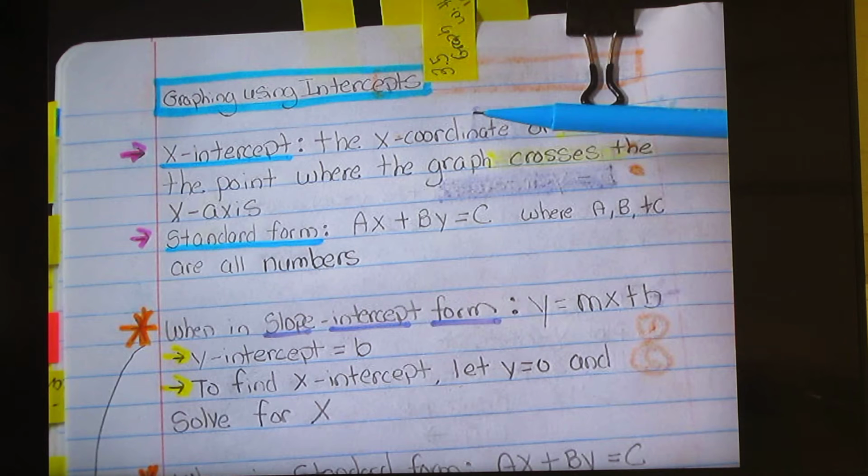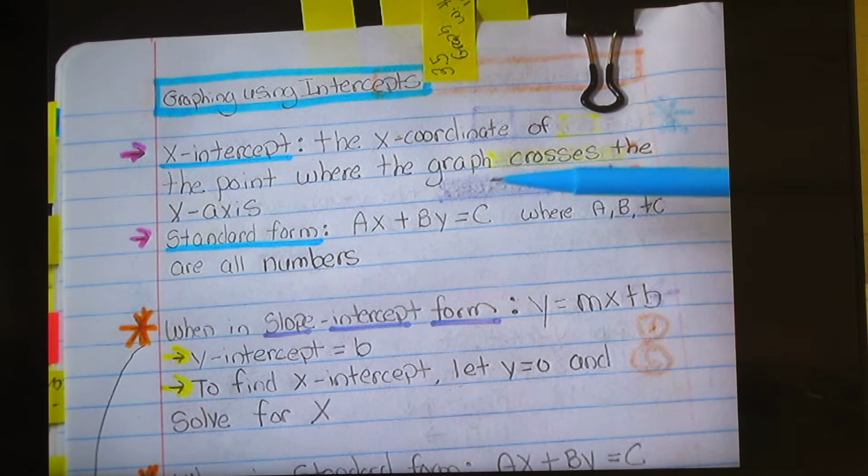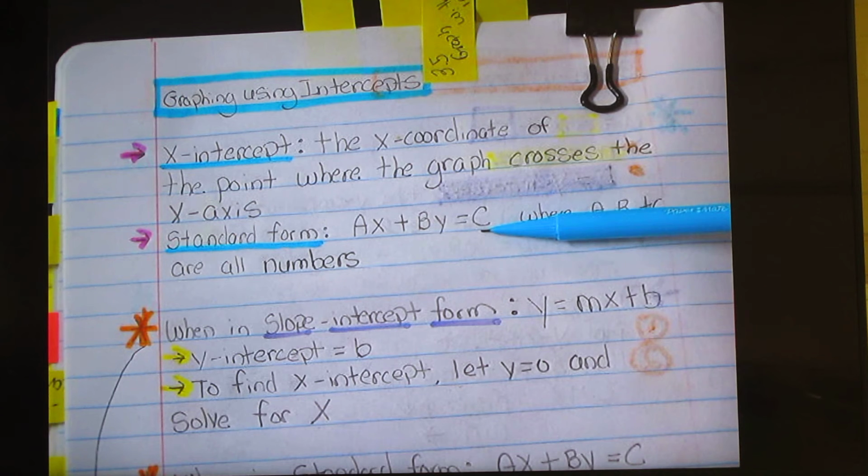That's going to be very important to our lesson today, because our whole goal in order to graph using intercepts is to find the x-intercept, find the y-intercept, and plot both points. Now, we're going to be seeing two different forms today. The first one being standard form.